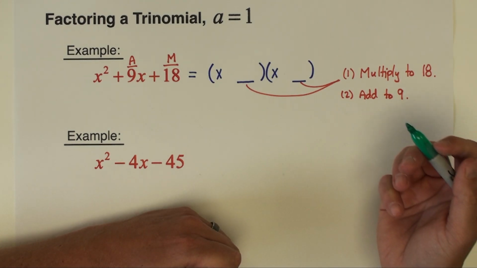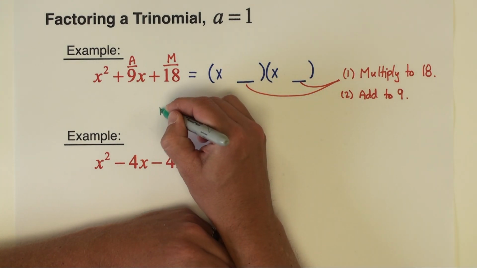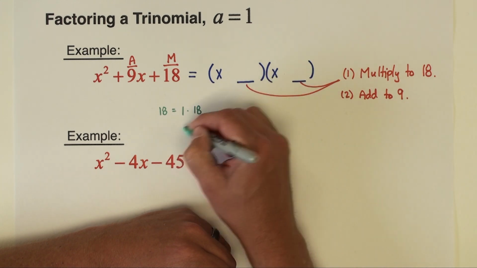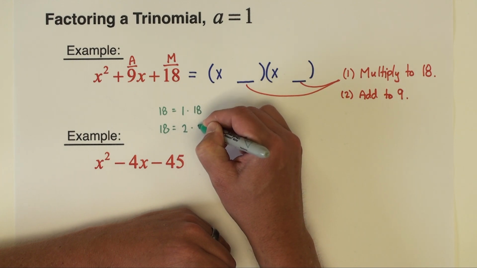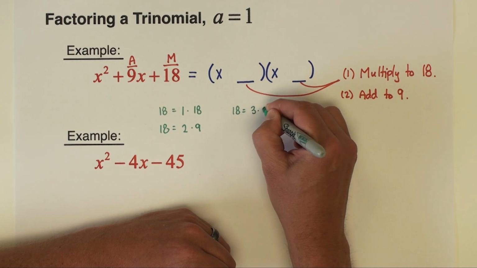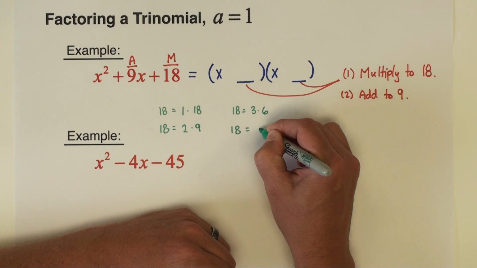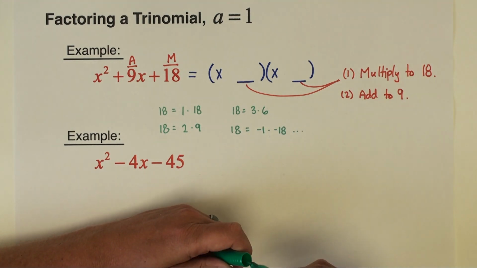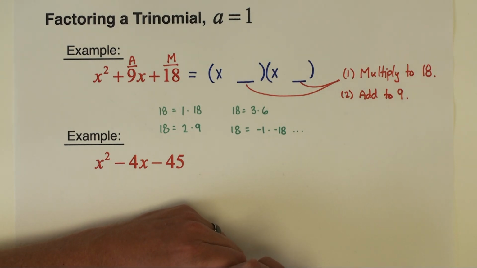So the first thing I do is I list all the ways that I can multiply to 18, right? So 18 can be 1 times 18. It can be 2 times 9. 18 can be 3 times 6. They could also be the negatives of all of these, right? 18 could be -1 times -18, and so on and so forth. We have all the negatives as well to consider. So there's lots of different ways we can multiply to 18.